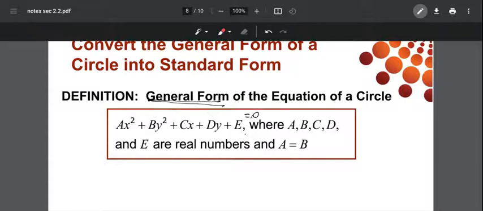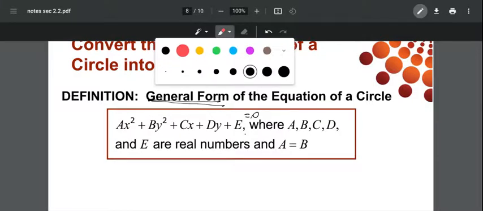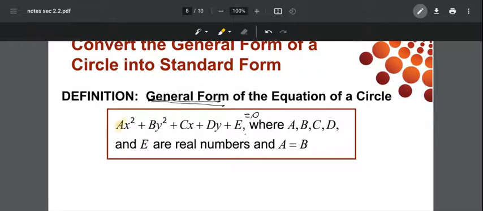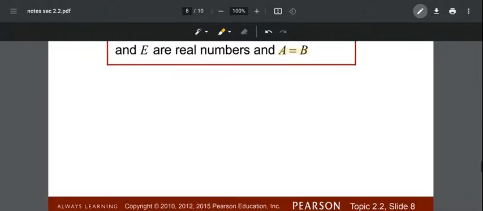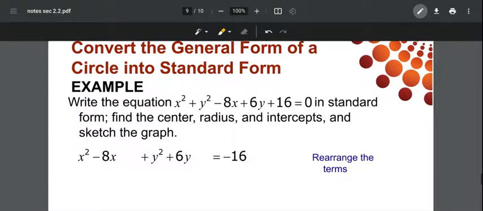Now coefficients A, B, C, D, E, they all represent real numbers. What is important is that A must be the same as B. This is very important because the coefficients in front of x squared and y squared need to be the same number. That's how you're going to know that this is a circle. In circles, they are always equal to each other. Okay. So this is the general form. We're going to take that general form and convert it into standard form. So let's do one example.